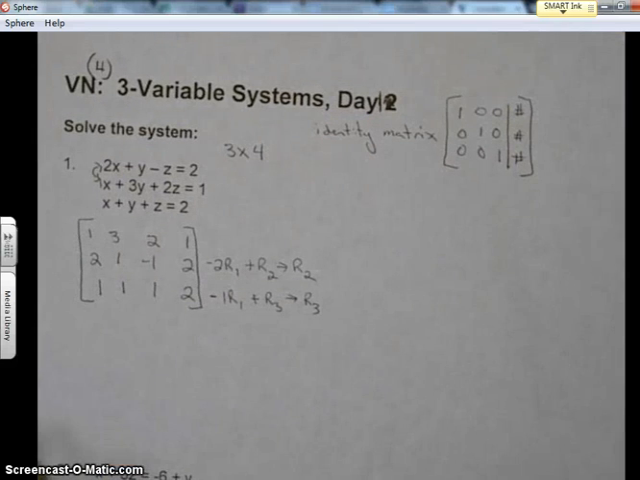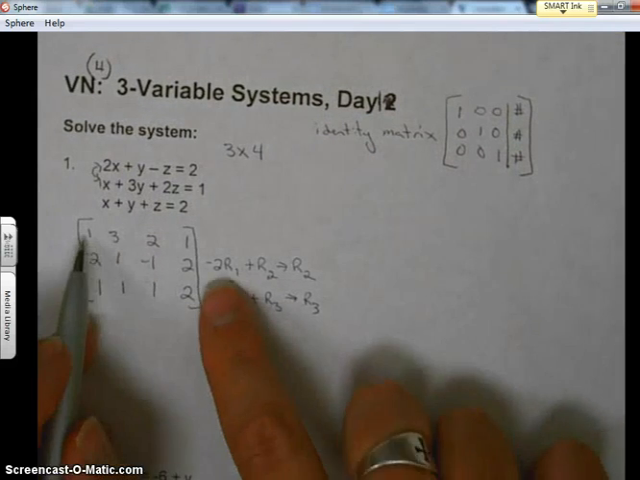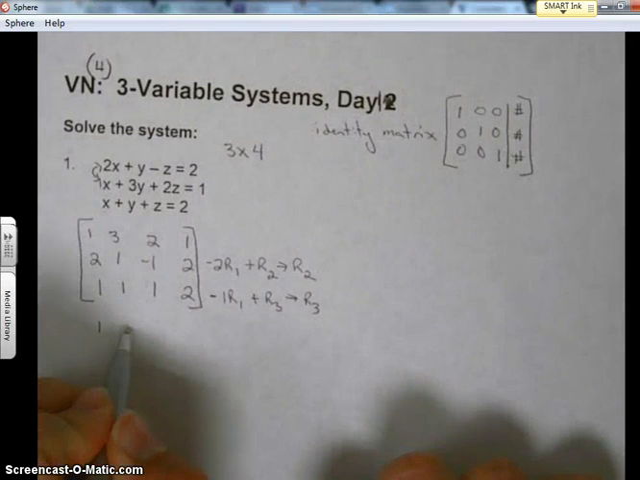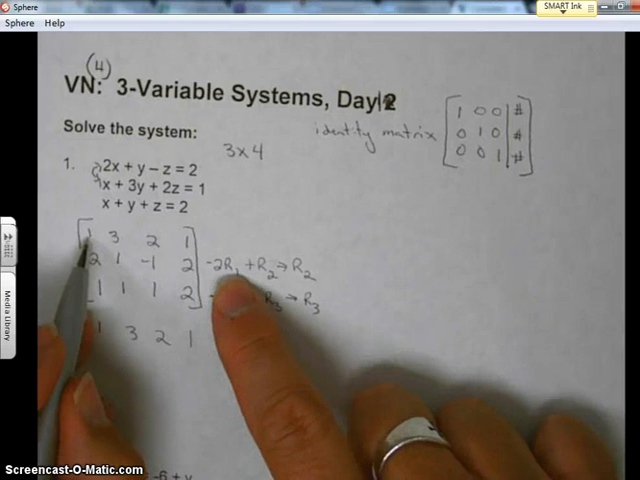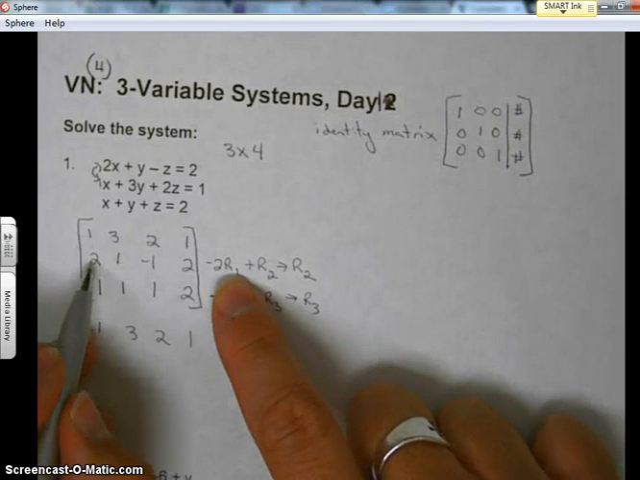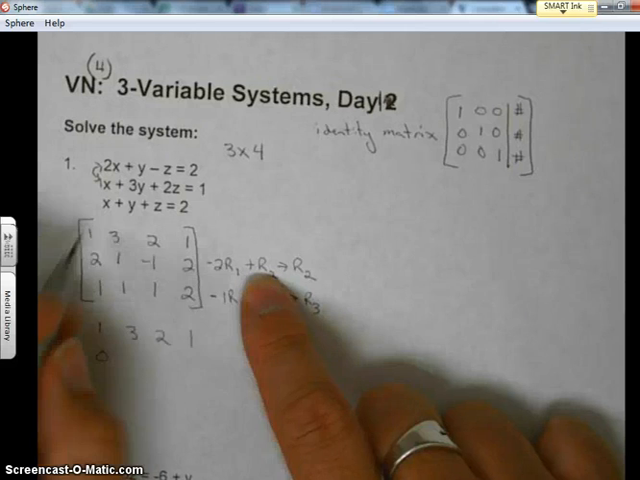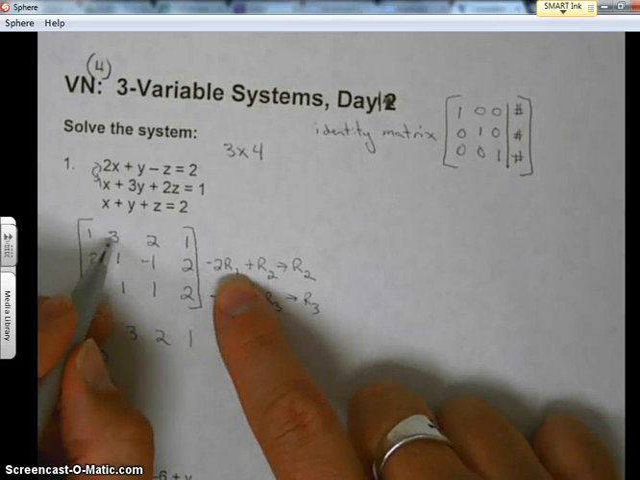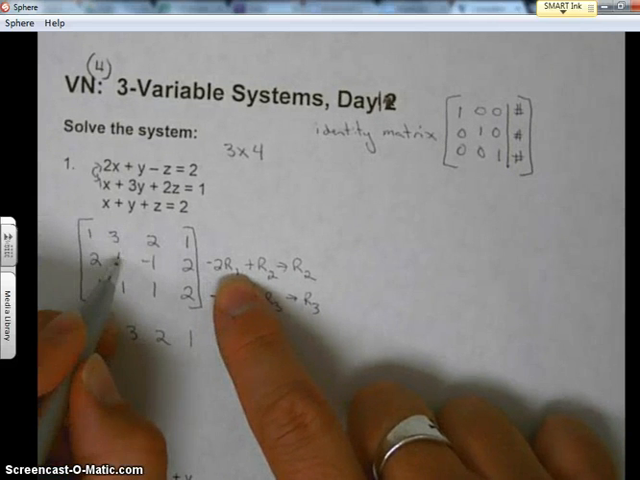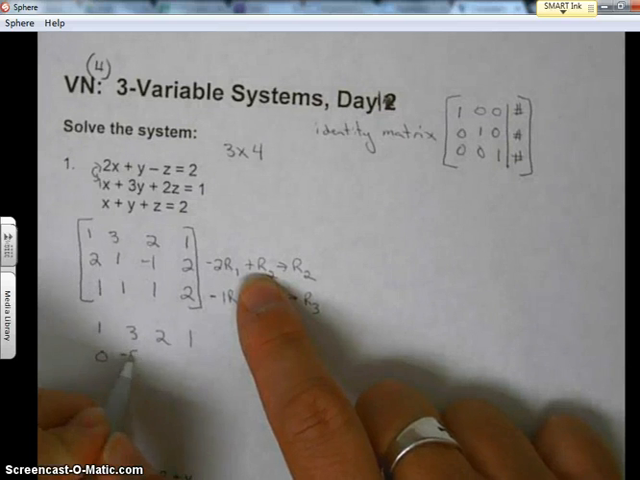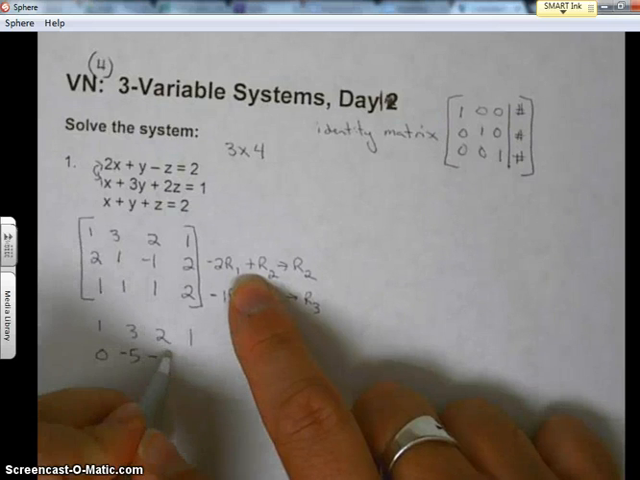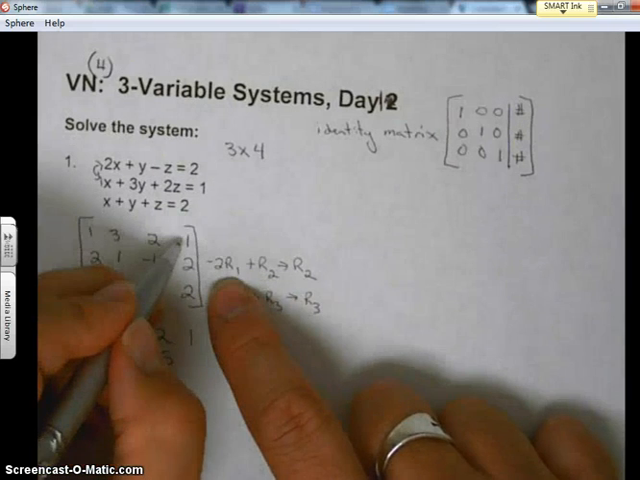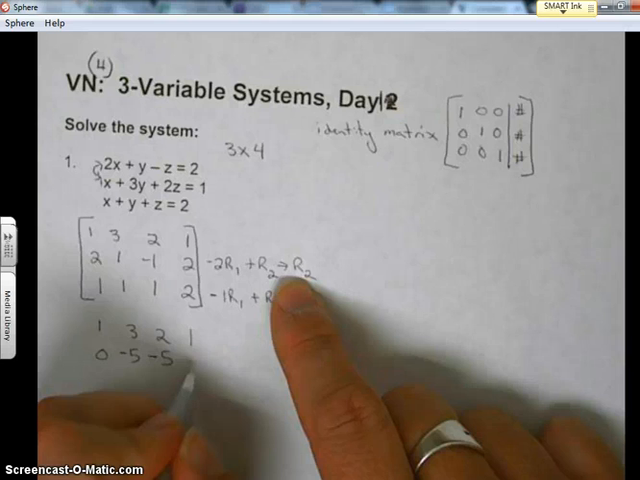So let's go ahead and do the math. So row 1 is going to stay the same. Negative 2 times 1 is negative 2. Negative 2 plus 2 is 0. Negative 2 times 3 is negative 6. Plus 1 is negative 5. Negative 4 plus negative 1, negative 5. Negative 2 plus 2 is going to give us 0.